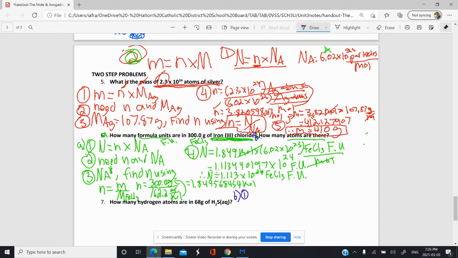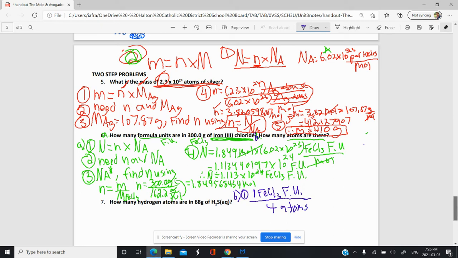So in one FeCl3 formula unit, how many atoms are there in total? Well, there's 1 iron and 3 chlorines, so that's going to be 4 atoms total in one. So that's my conversion factor.